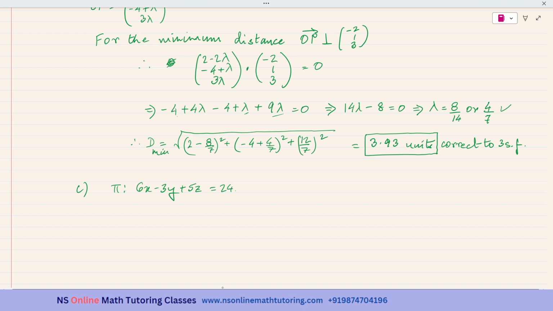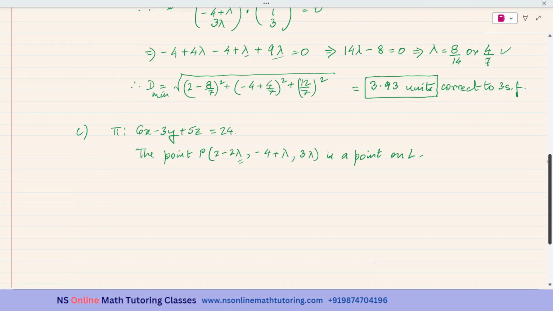So let us again start with the general point P. The point P with coordinates, it was 2 minus 2 lambda, minus 4 plus lambda, and 3 lambda, is a point on L. This is a general point on L because depending on the value of lambda, you will be having specific points on line L. So if we can prove that P is on this plane pi, then it will be proving that the line L is on plane pi, or pi contains L.